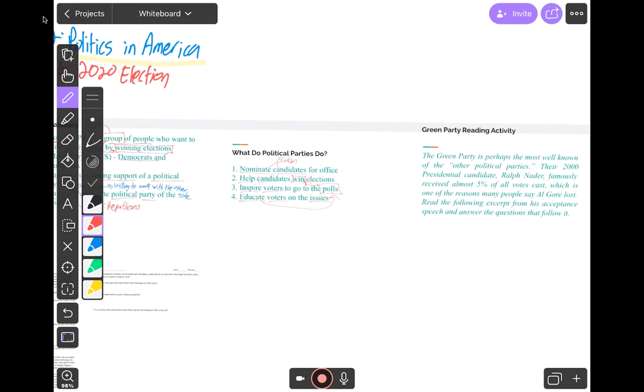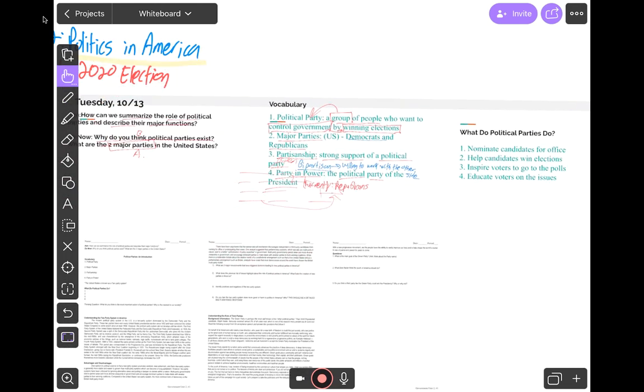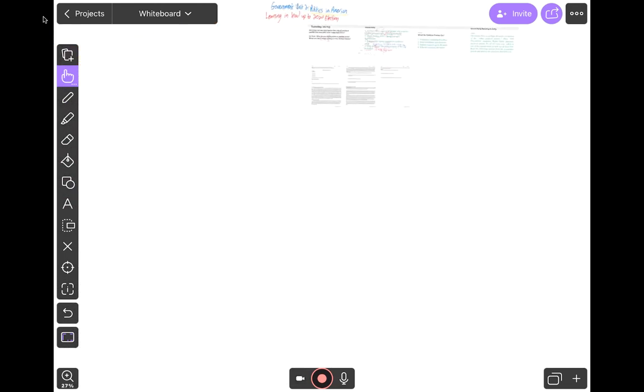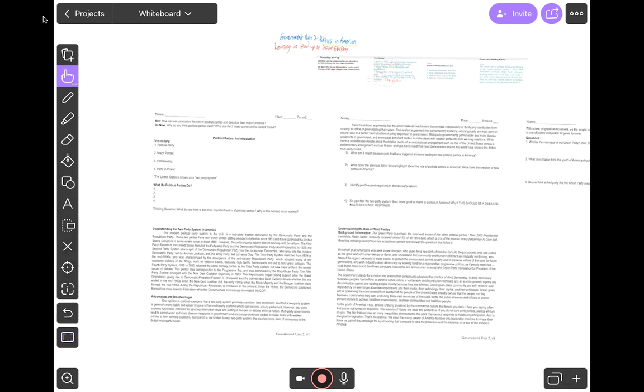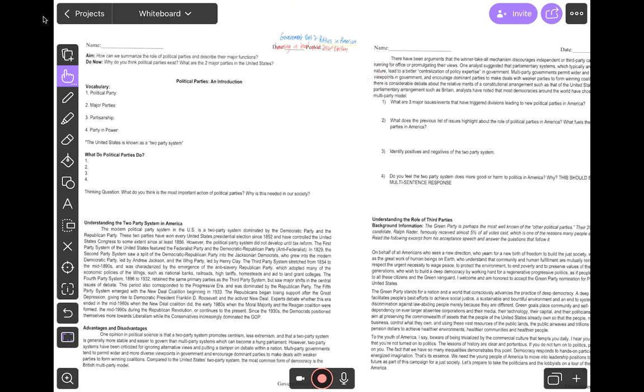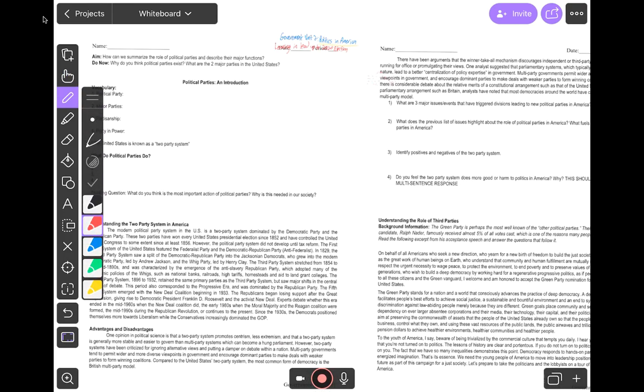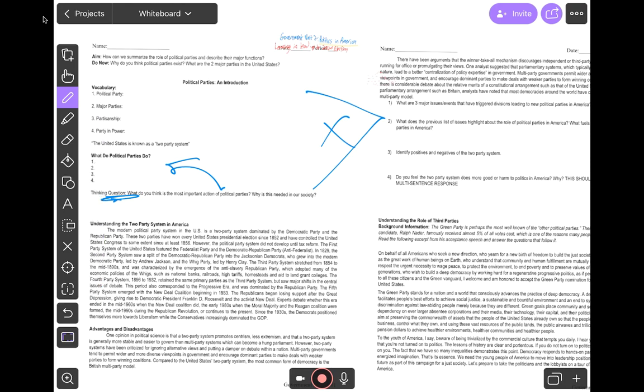Okay, so now we're going to look at our activity for today. Okay, so at this point, you should have all of this first part done. Okay, you also have a thinking question that should be completed, and it's your opinion, your reasoning on what action you feel is most important for political parties. Okay, so now we have two readings.